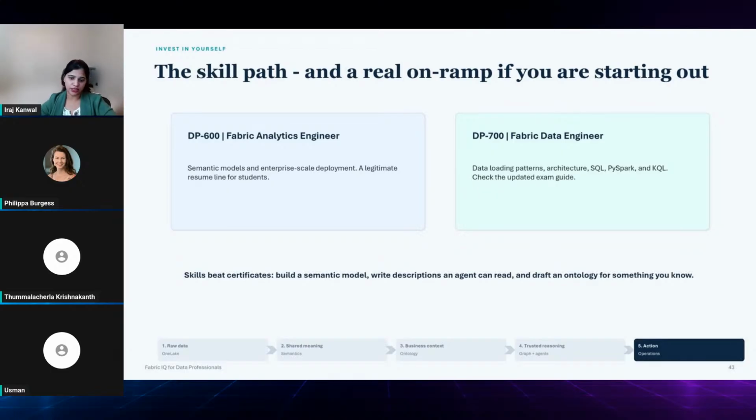If you're a student watching right now, this is a good moment to enter the field. Fabric IQ is a new product, but the underlying skill is translating business meaning, or your project meaning. For example, if you are on a campus, you may have a lot of campus components or campus entities that you can build into an ontology. Building something into an ontology, into a data model that the agent can use, is going to matter a lot.